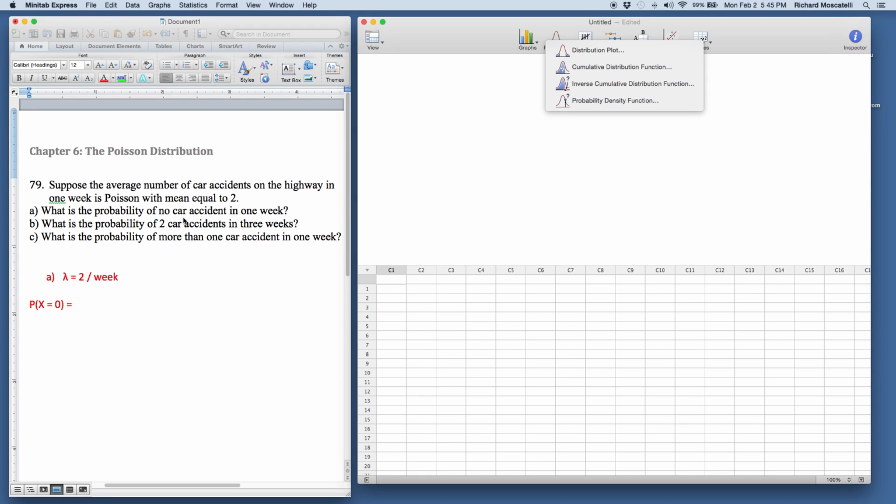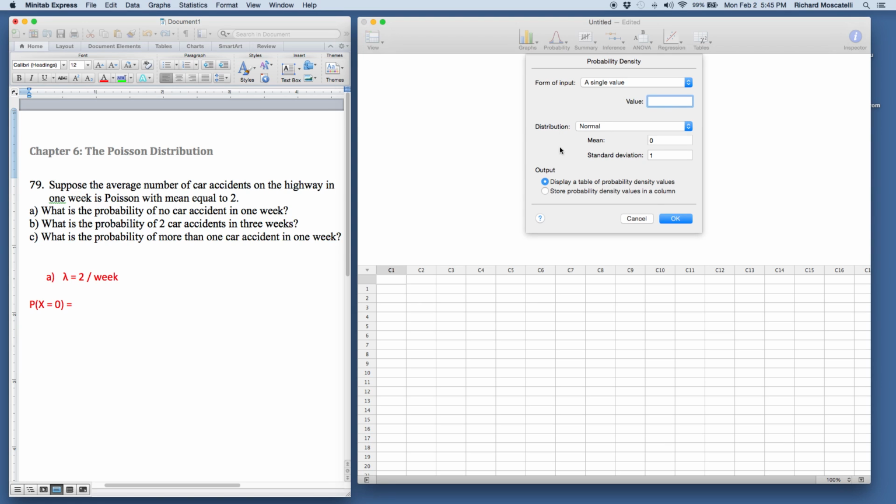We don't know that answer. So you have to create a table, and we could figure out all those probabilities. And remember, if we did find all those probabilities, the sum of all of them would be the number 1. But we choose this option here, probability density function. Remember, you use that when you have one particular value, like x is 0. When you have a chunk of values, we use the cumulative scenario. So it wants to know, all right, what are you giving me? What's the form of input? A single value. Yep, that's what I'm giving you. I want the value of 0, the probability of no accidents.